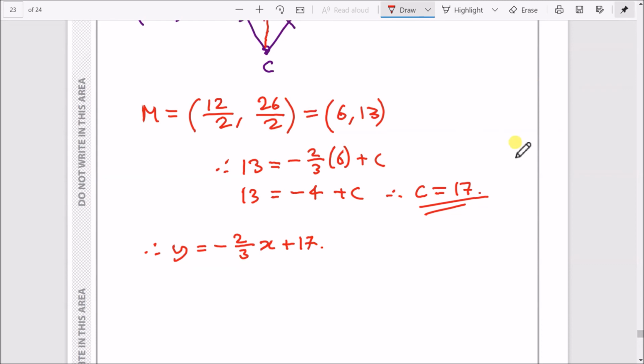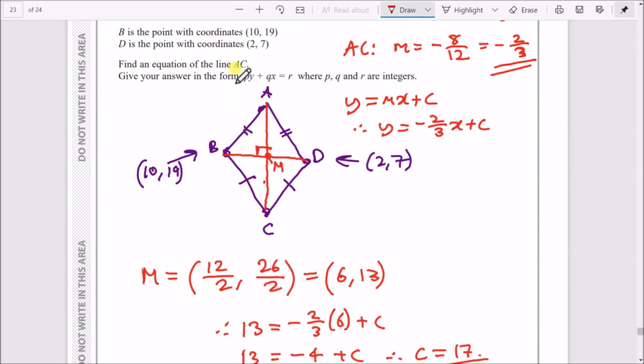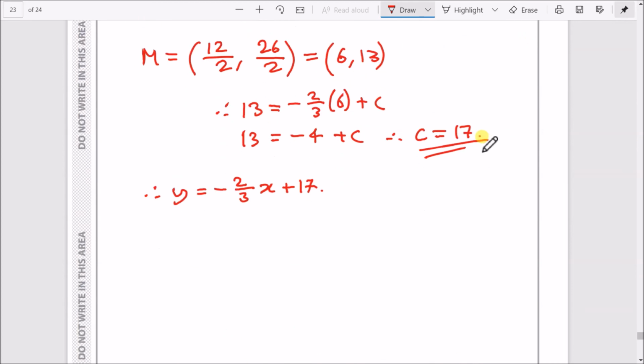Now going back to the question, it tells us to give your answer in the form of py plus qx equals r, where p, q, and r are integers. Okay, so rule 1, we got to put x and y on both sides and make it equal to a number, and then clear out the fraction because they don't want fractions. So let's do it now. Let's move 2/3 x across so we can add it across.